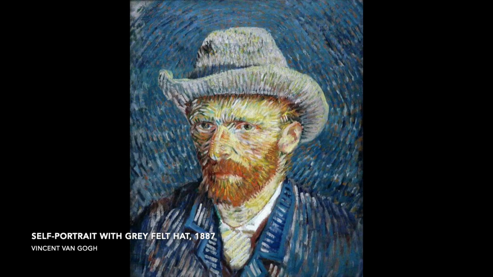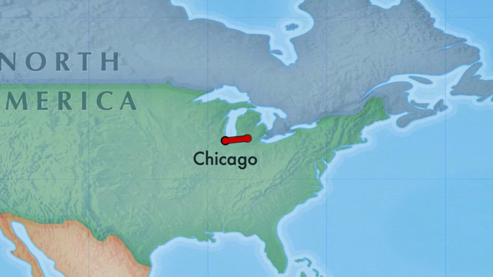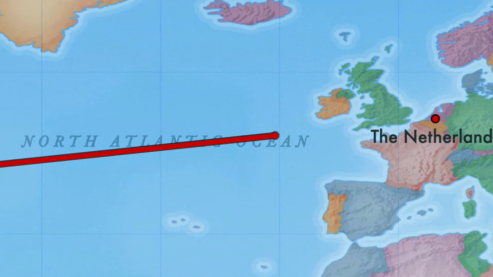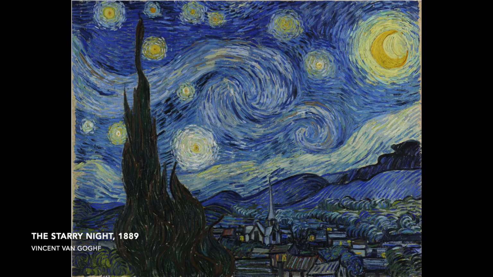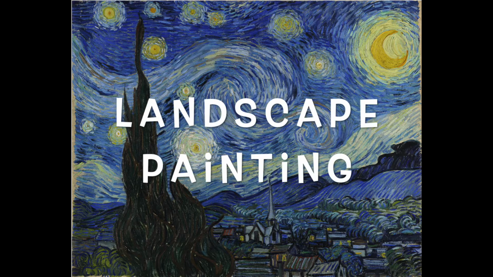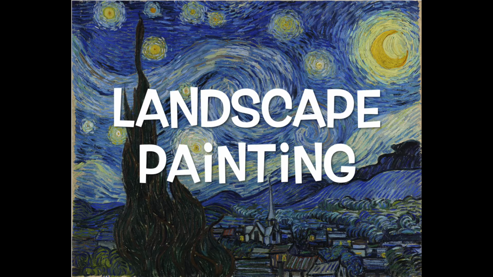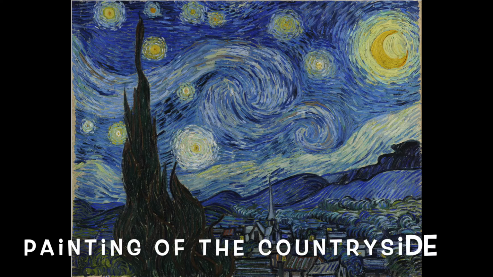We've been basing this art project on the work of Vincent van Gogh, who was born in 1853 in the Netherlands and died in 1890. His most famous painting is called The Starry Night, painted in 1889. The Starry Night is a landscape painting, which is exactly what it sounds like. It's a painting of the land and everything that you'd see when you look at it from a distance.